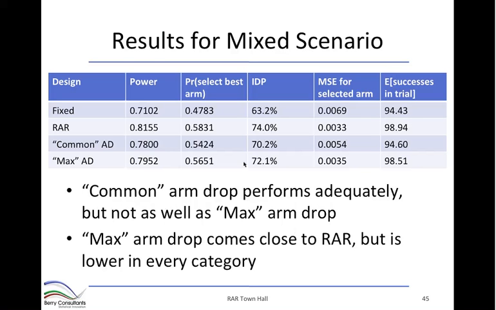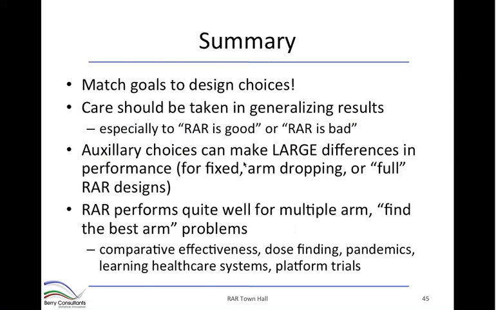But any of the adaptive designs, common arm dropping, a little bit better to go to max arm dropping, and a little bit better to go to the RAR in this context. So a summary here. Again, certainly want to match the goals to the design choices. And given there are lots of choices and lots of different goals, we need to be really careful about generalizing any paper, and you need to be really careful about generalizing what I just said. I made particular choices and had particular goals and got particular results.